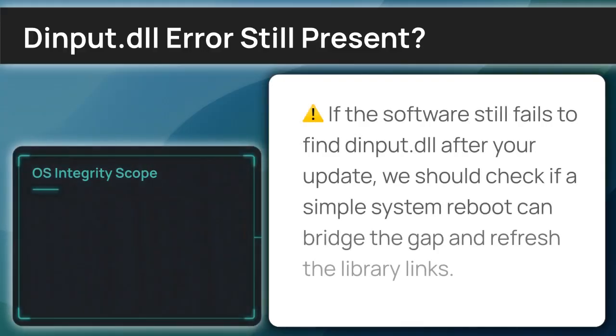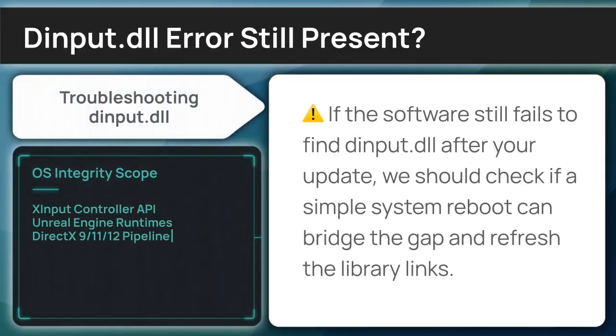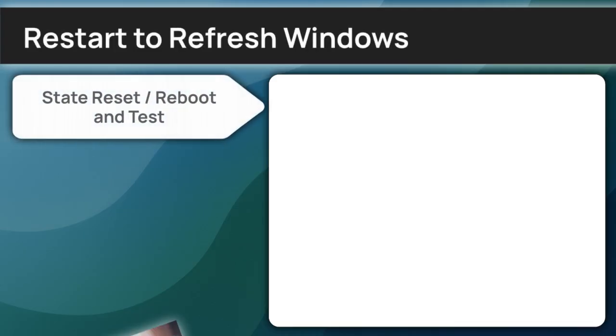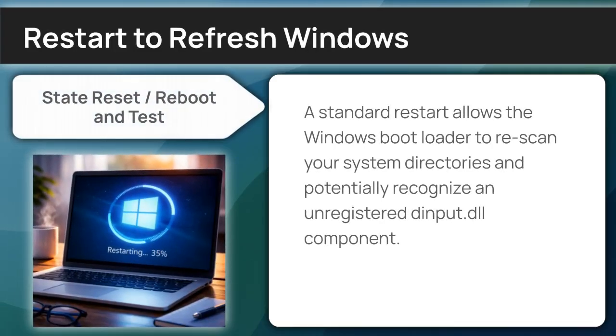If the redistributable repair didn't resolve the pop-up, the next logical step is to analyze the local environment for process conflicts. A standard restart allows the Windows bootloader to rescan your system directories and potentially recognize an unregistered DirectInput module component.